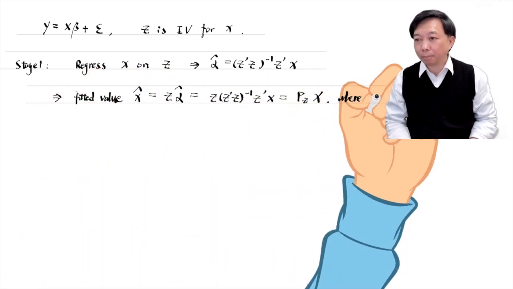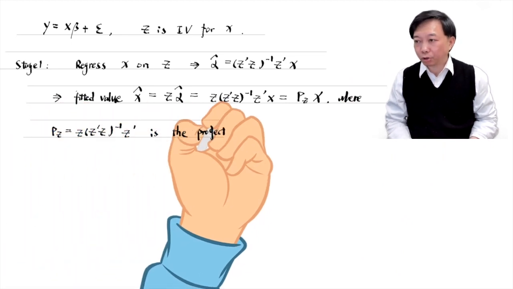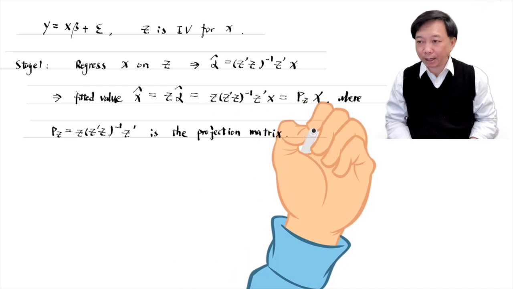We can define the projection matrix Pz. When the projection matrix is multiplied by x, it gives the fit values in the regression of x on z. It is also the projection of x onto the z space. As we mentioned, the purpose of the first stage is to keep only the exogenous part of the variation in x. We can write the fit value as Pz times x.